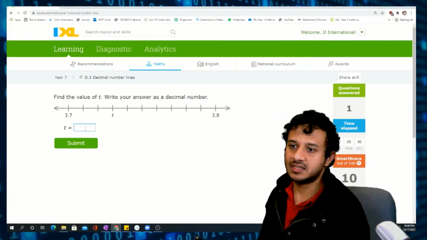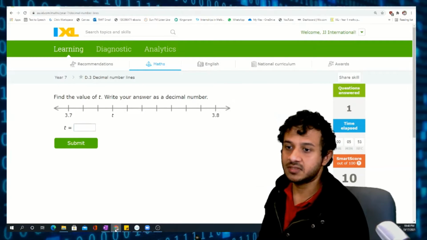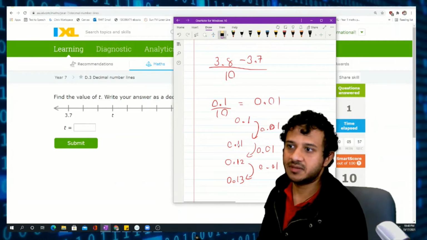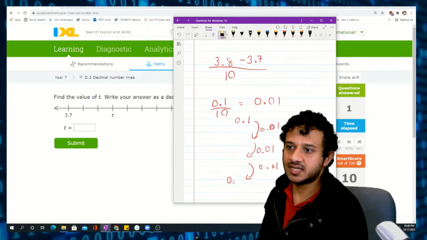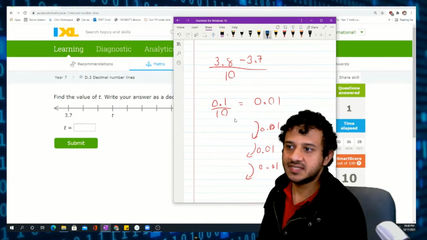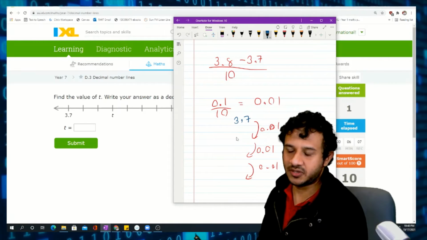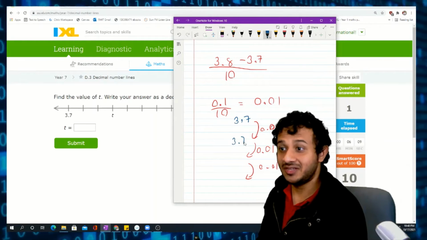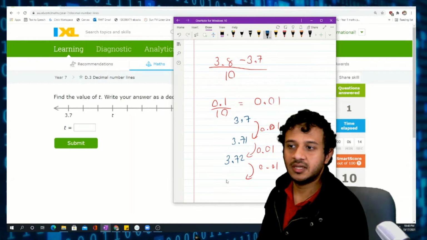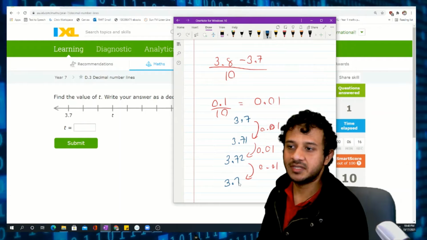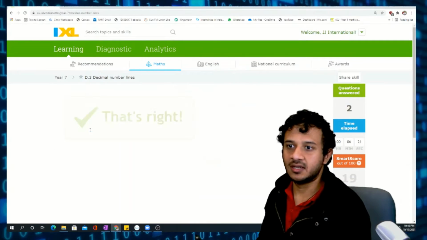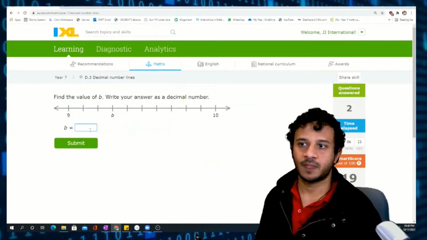So my answer here should be, sorry, it was not 1.1. There was a small mistake done by me. What was the starting point here? The starting value is 3.7, isn't it? So 3.7 plus 0.01 is 3.71. That thing plus 0.01 will be 3.72. That thing plus 0.01 will be 3.73. The value here should be 3.73. Yeah, you get it.